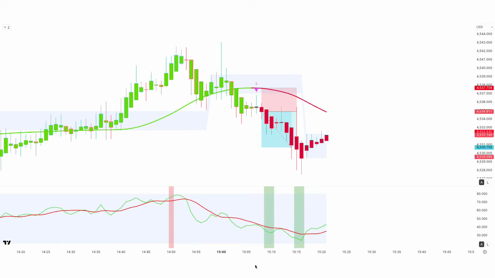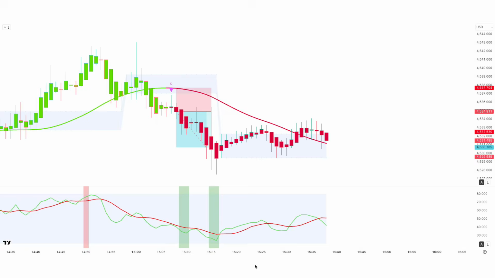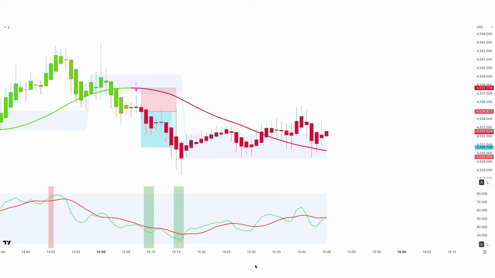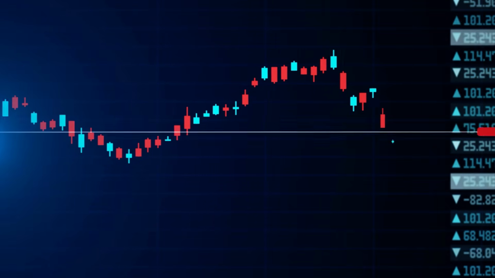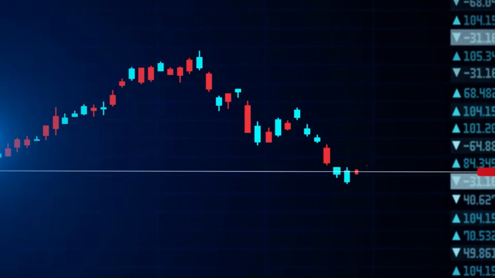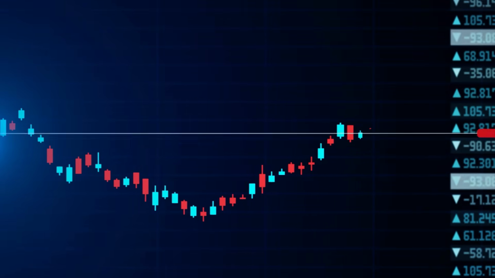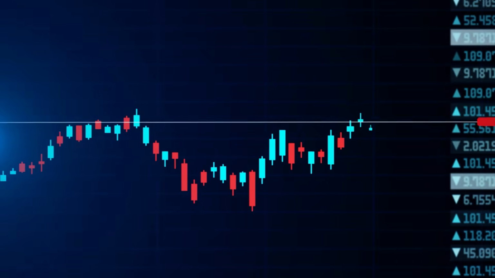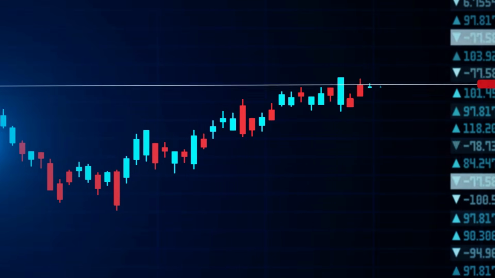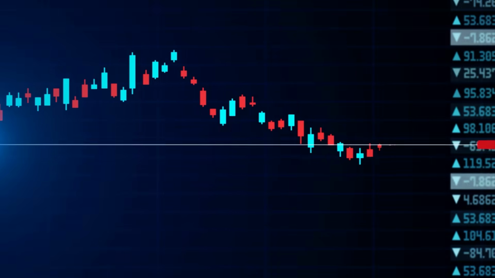No indicator is magical, but the right tool combined with a clear plan can make your trading process much more organized and confident. Today, we explored how this indicator can help identify potential opportunities, filter out unnecessary noise, and make market analysis easier to understand. The real advantage, however, doesn't come from the indicator itself. It comes from how consistently you apply your rules and manage risk.